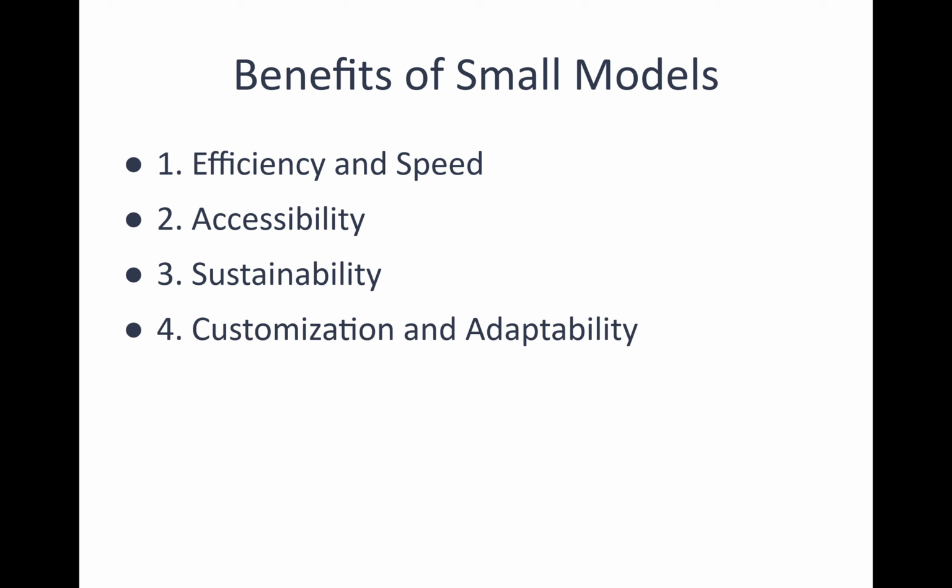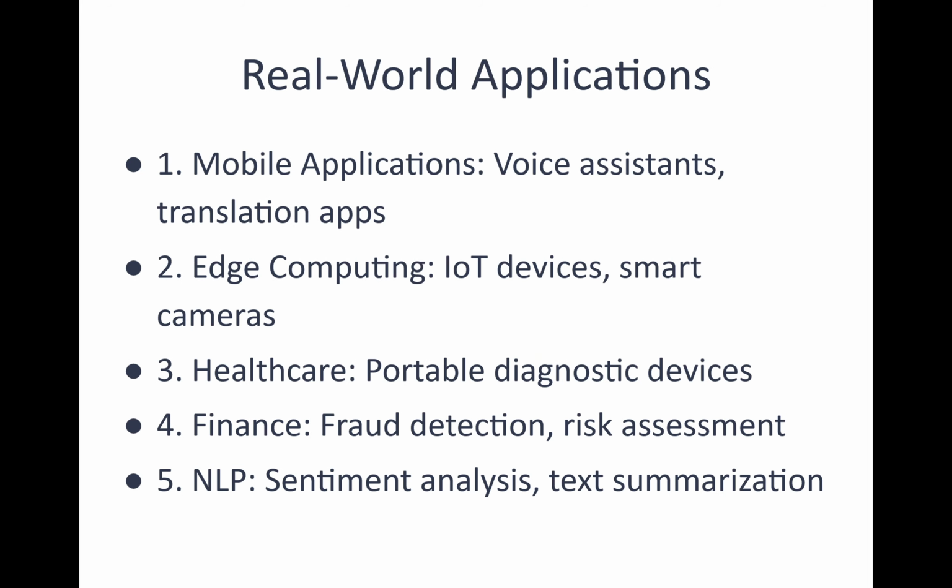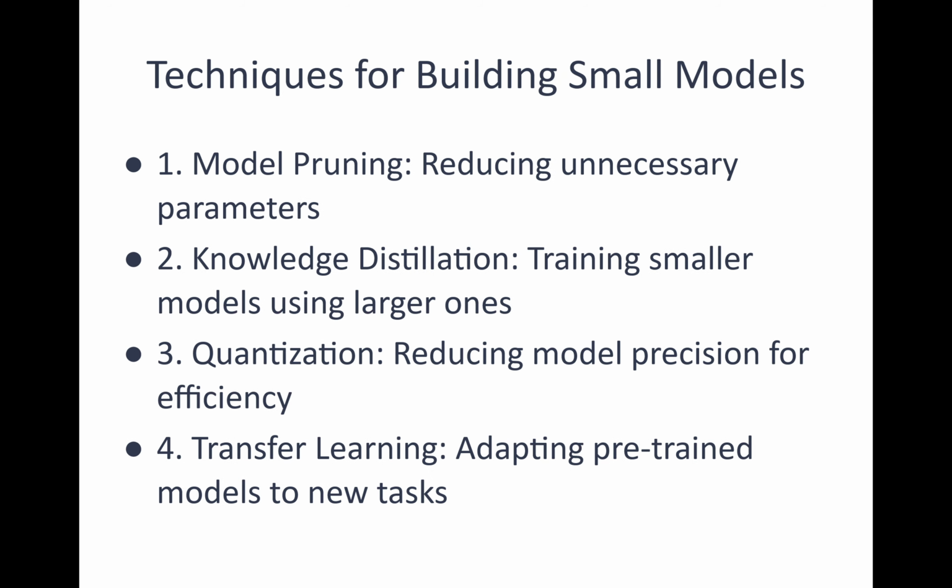So there are different techniques for building small models. The first one is model pruning. It involves removing unnecessary parameters from a model to reduce its size and complexity.